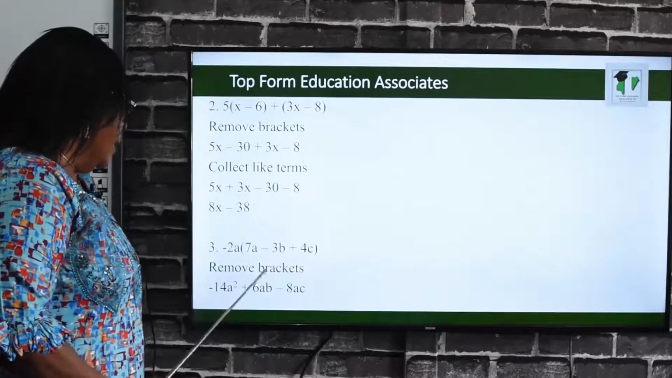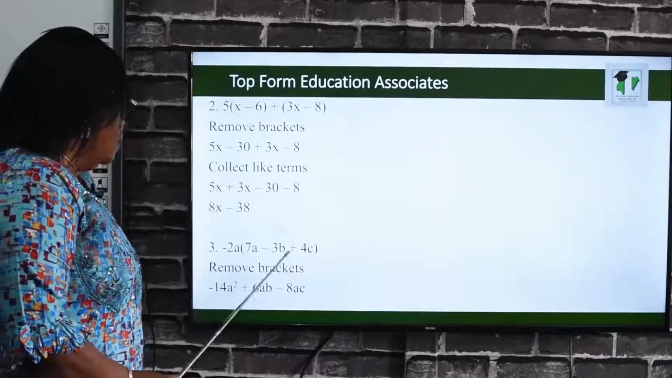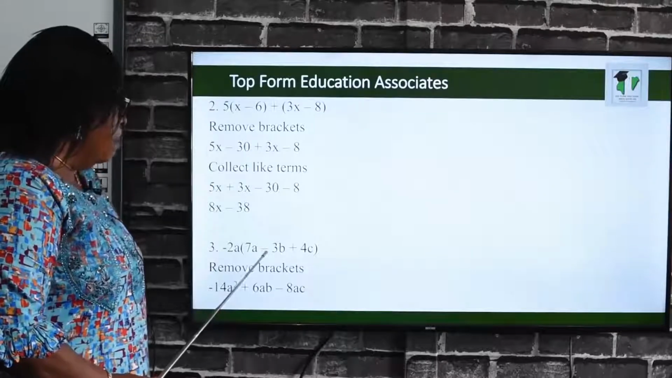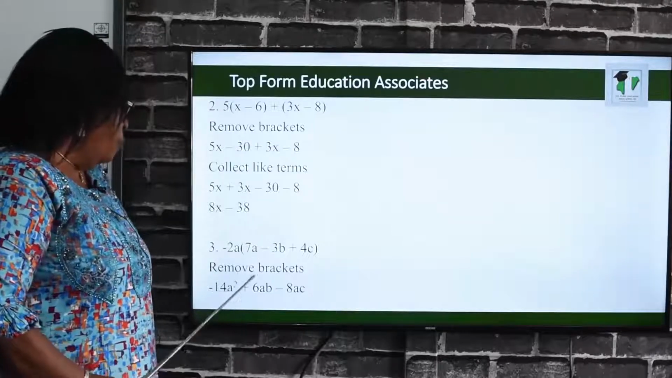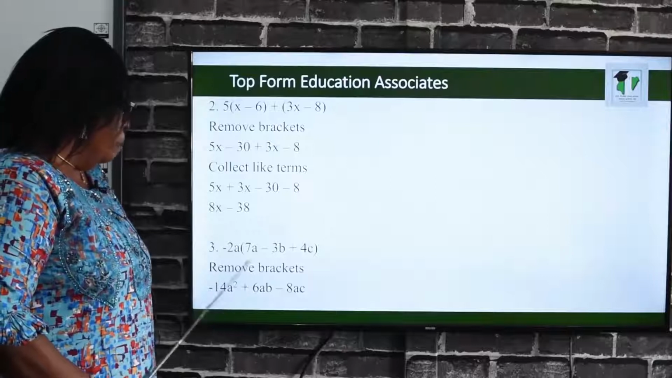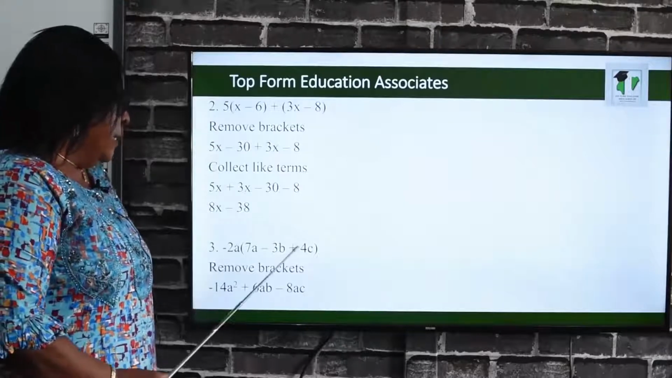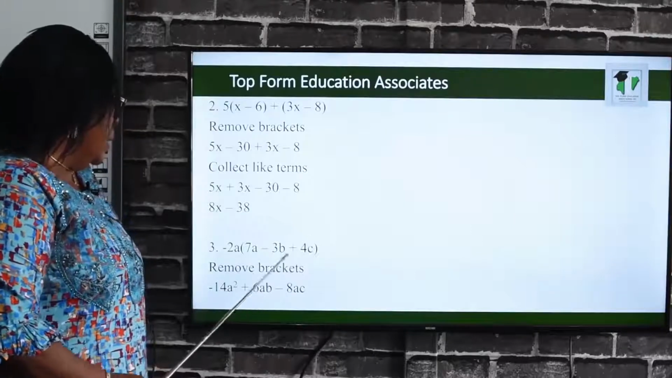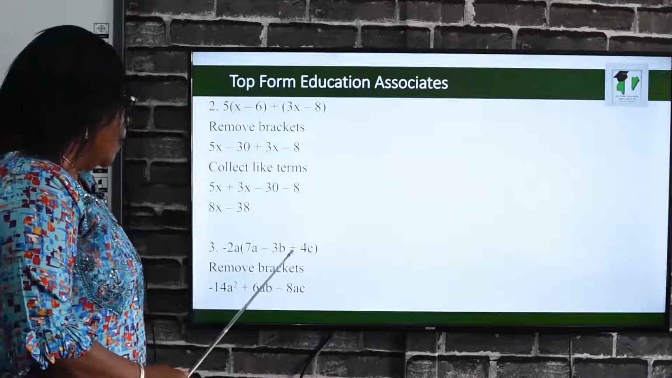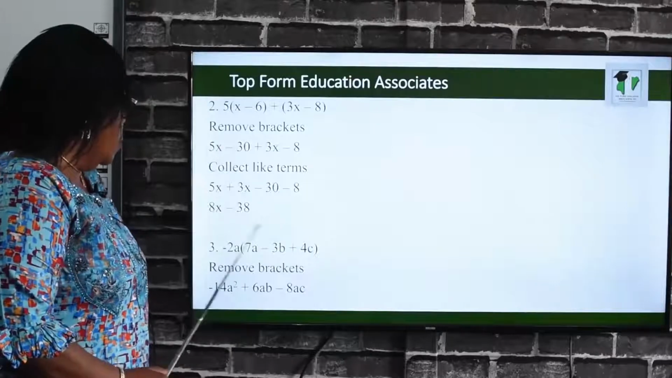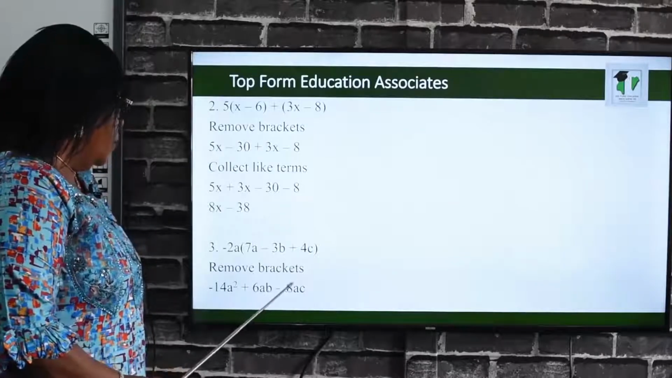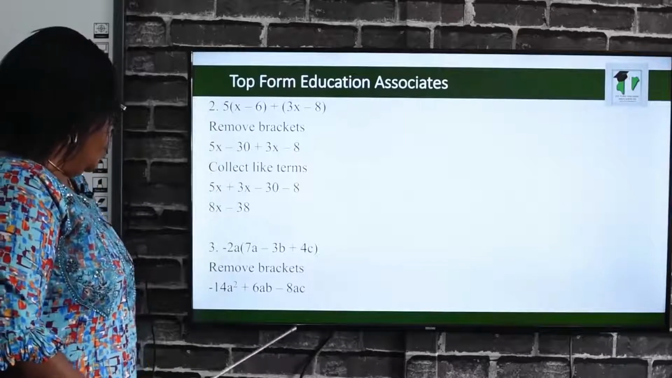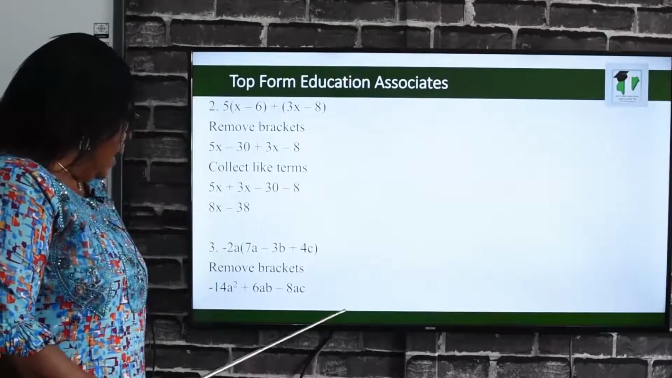2 times 3 is 6. a times b is ab. However, we have minus, and here is minus. It changes this minus to plus. Minus 2a times plus 4c. Of course, minus will affect this plus to minus. 2 times 4 is 8. 8 times c is 8c. Now, are we collecting like terms?